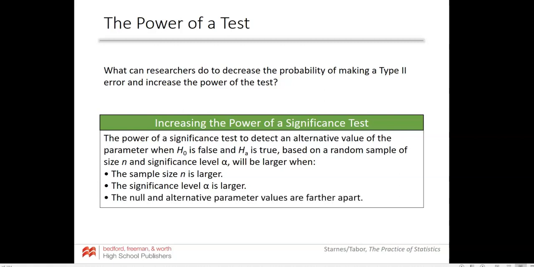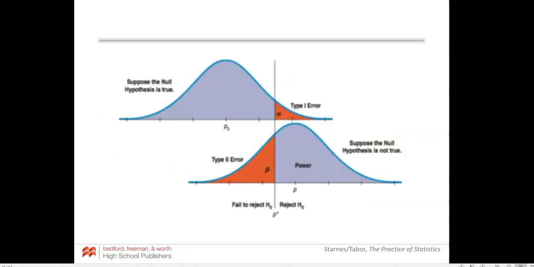And finally, the null and alternative parameter values are further apart. We can't do anything about that last one, but if we get results where the null and the alternative are way far apart, which happens sometimes, that does increase the power. It's kind of like your results are so extreme that the power goes up. This is just a way of viewing the relationship of type 1, type 2, and power.